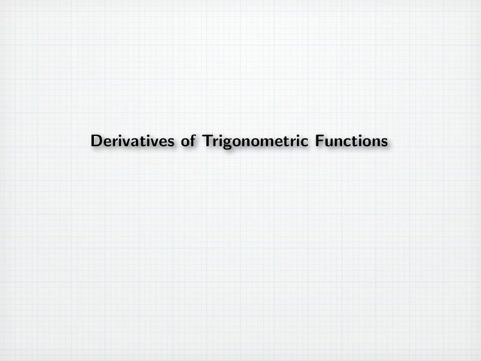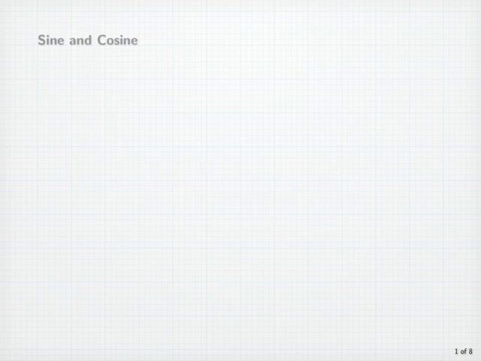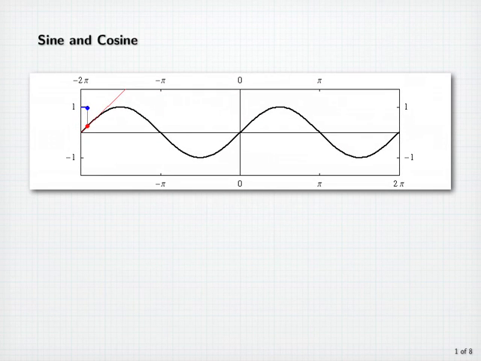Derivatives of trigonometric functions. Sine and cosine. Let's begin by looking at a couple of animations. Here we see the graph of sine x between minus 2 pi and 2 pi.